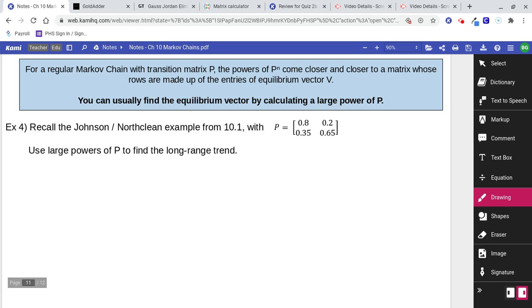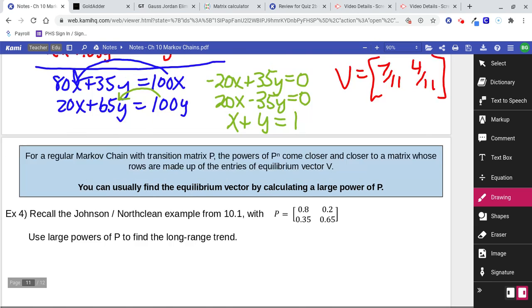For a regular Markov chain with transition matrix P, the powers of P to the nth power come closer and closer to a matrix whose rows are made up of the entries of the equilibrium vector V. You can usually find the equilibrium vector by calculating a large power of P. Okay? Now, basically this is a shortcut for the last problem.